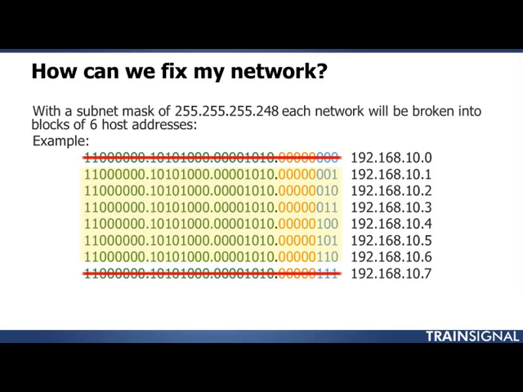192.168.10.1, 2, 3, 4, 5, and 6. And again, just to review, the reason you can't use the top one is because that actually represents the network ID, 192.168.10.0. And the bottom one is the broadcast ID for that network, 192.168.10.7.